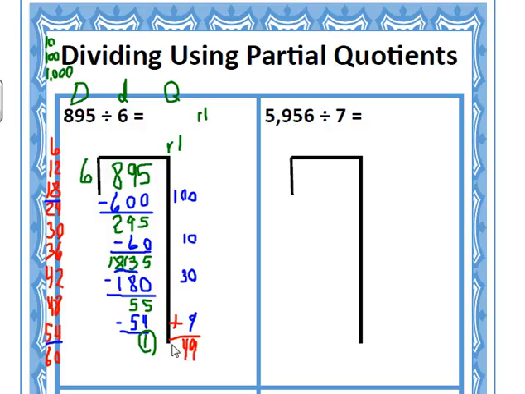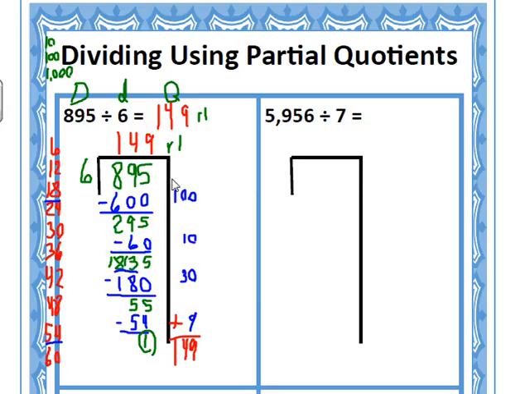And 1 plus nothing else is 1. So we have a quotient of 149 with a remainder of 1. And it would go up here too, 149 with a remainder of 1. So that is how you can solve partial quotients, again, with the remainders to solve this.